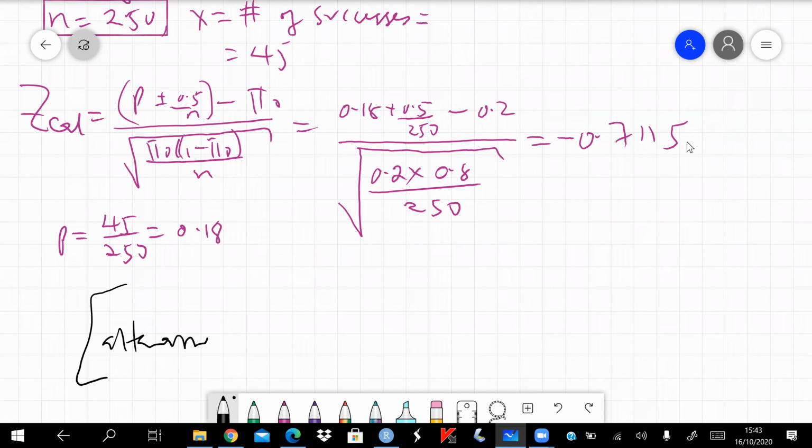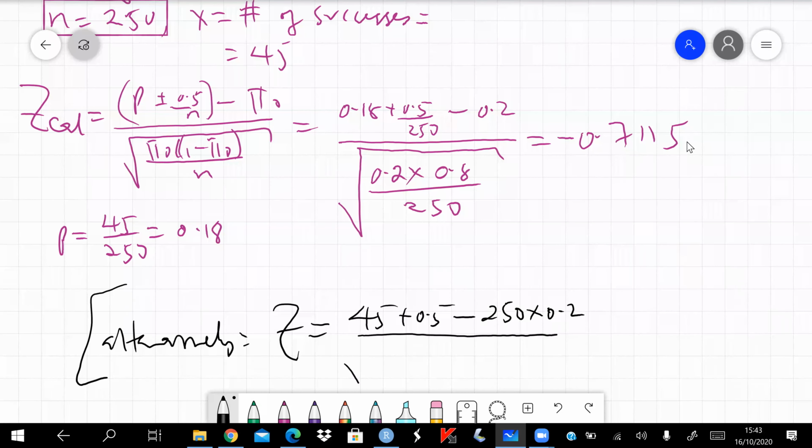Alternatively, if you use z is equal to, now you're using x, so you will have x is 45, 45 plus 0.5 minus, now you have to put n here, so this will be 250 times that, divided by the square root of, I start with n, 250 times 0.2 times 0.8. So you can confirm that the answer is the same there.